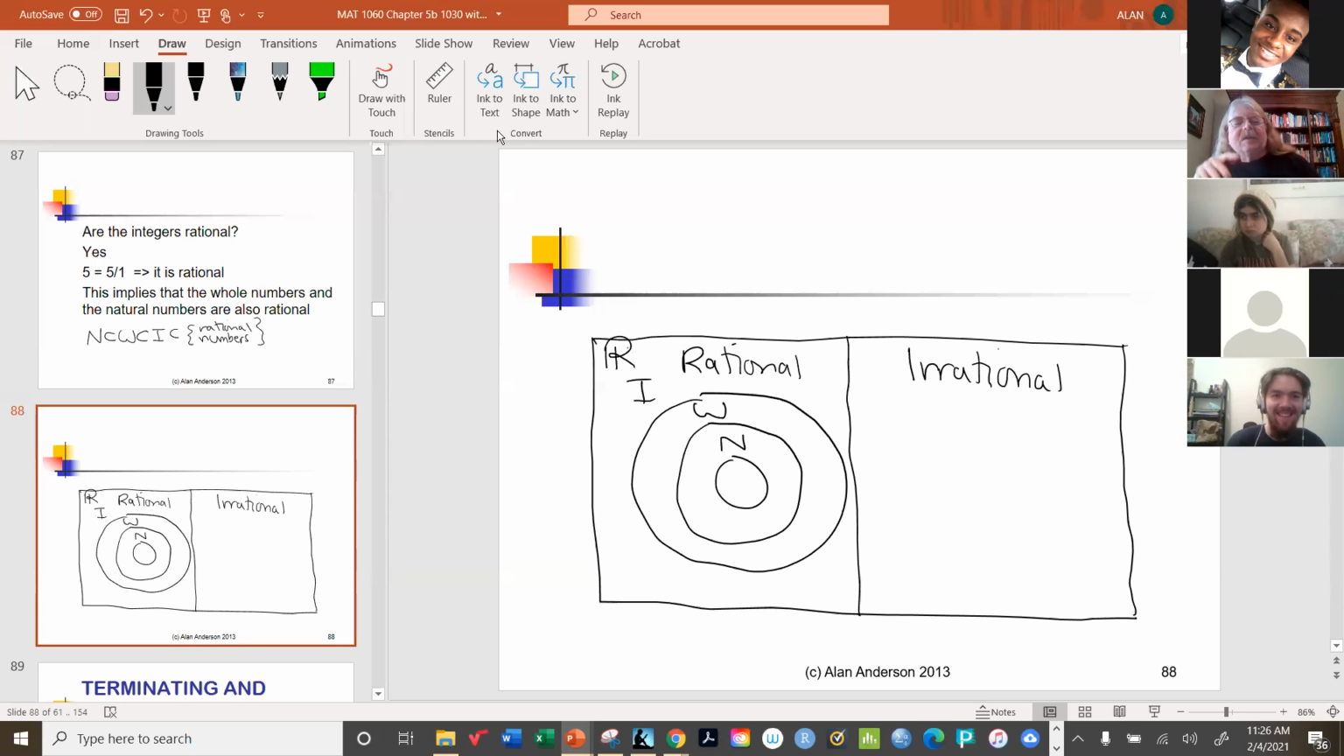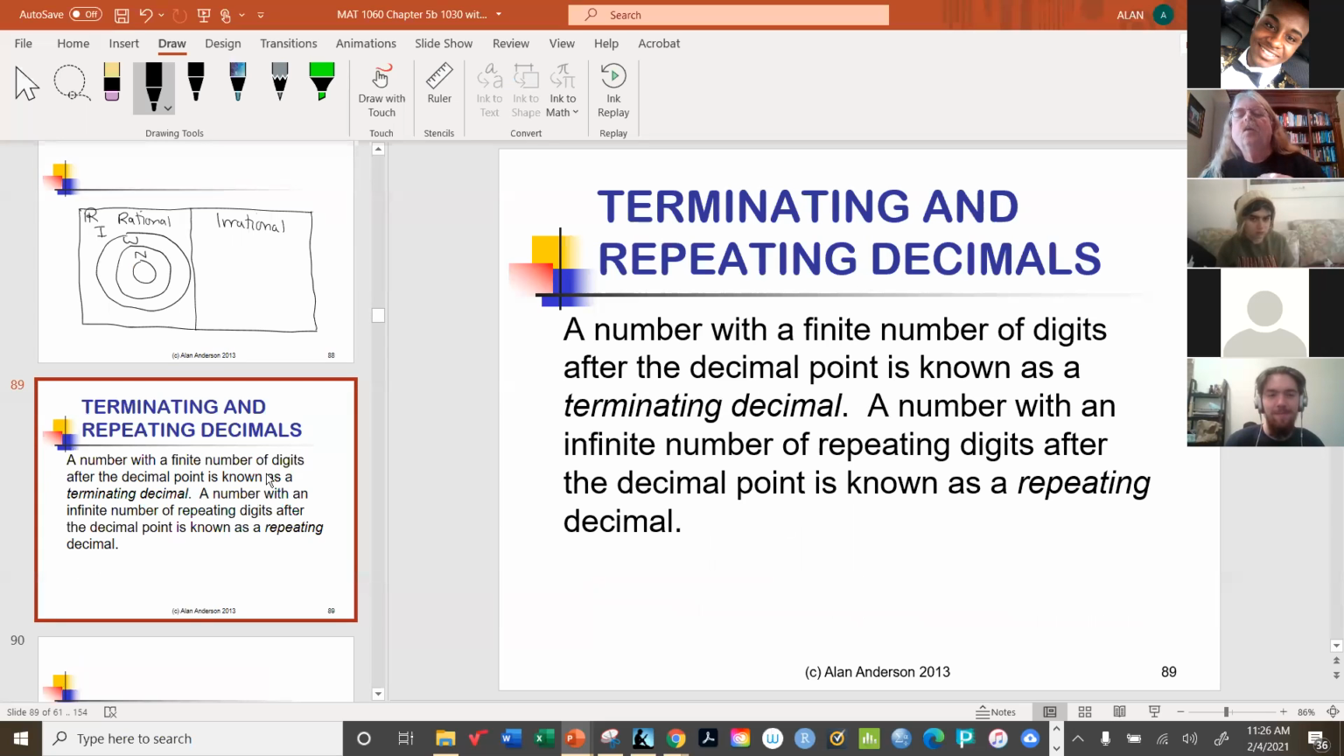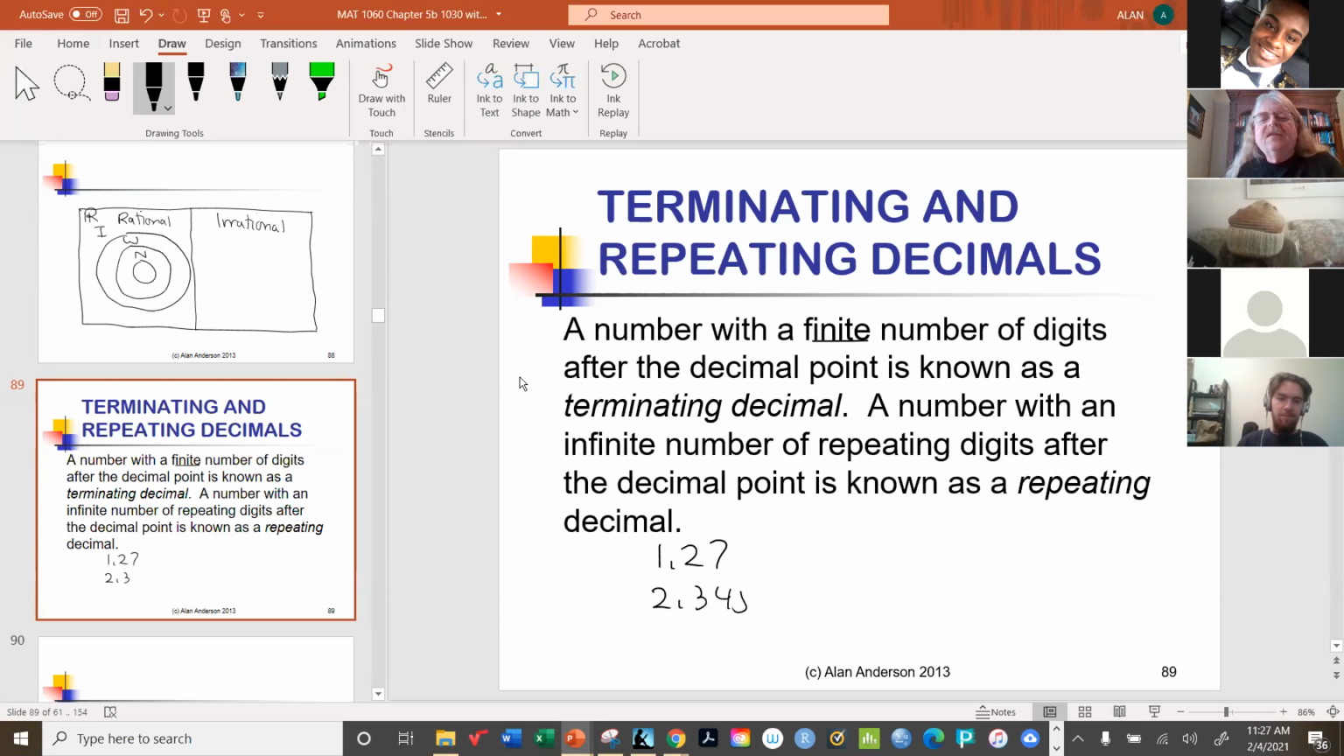Well, okay, let's go on to something more practical before our brains explode by thinking about this. So now, as somebody raised the question, what happens if the decimals are repeating? So we're going to introduce two cases that we need to understand. If a number has a finite number of digits after the decimal, like 1.27 or 2.345, that is said to be a terminating decimal.